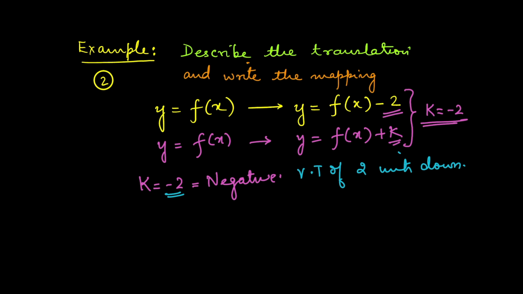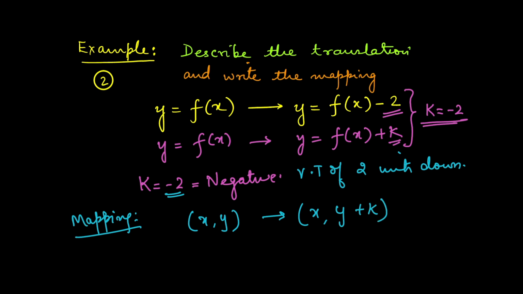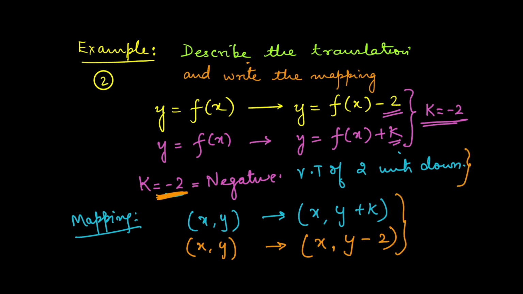And then we write the mapping. Mapping formula, so (x, y) is changing to (x, y plus k). So now we input the value. So (x, y) will change to (x, y minus 2) because k value is -2. So this is the mapping. So both the things are very important. Just go through these examples once again before attempting the questions for practice.